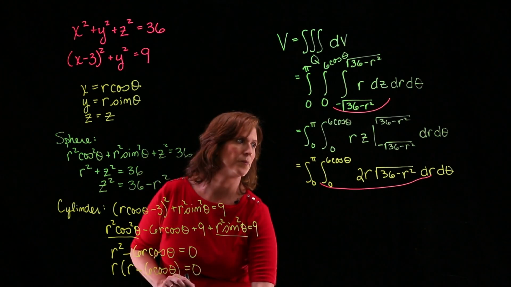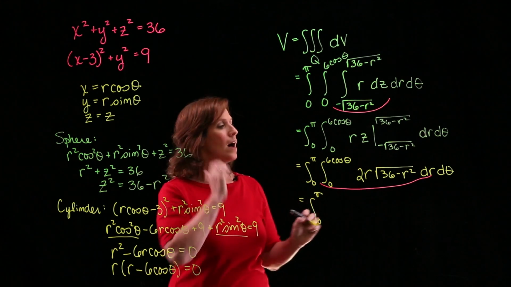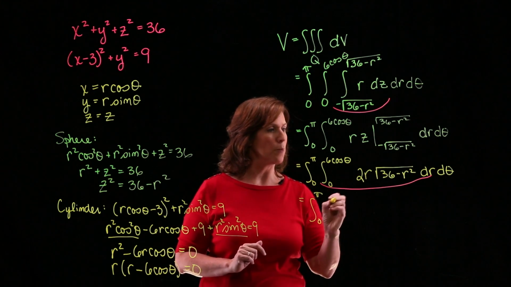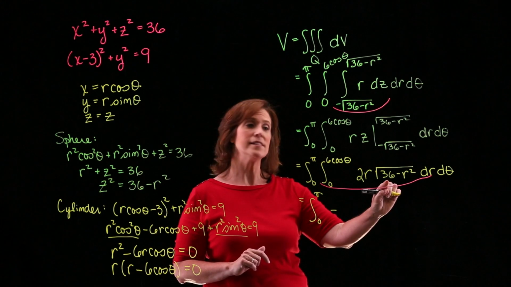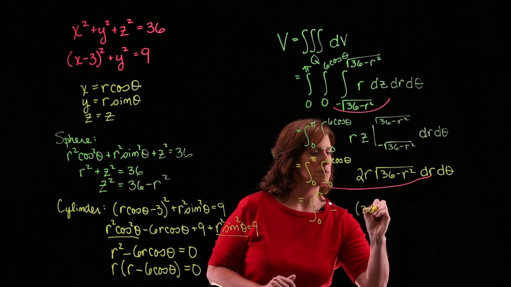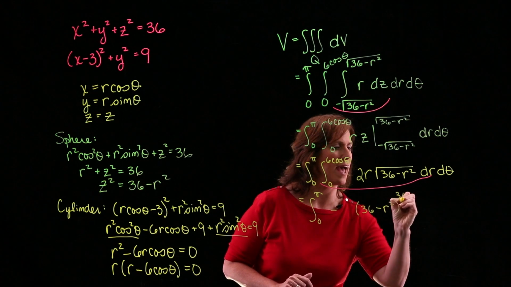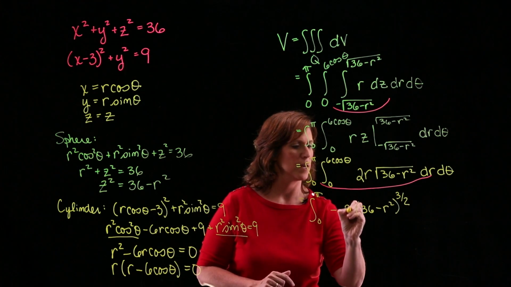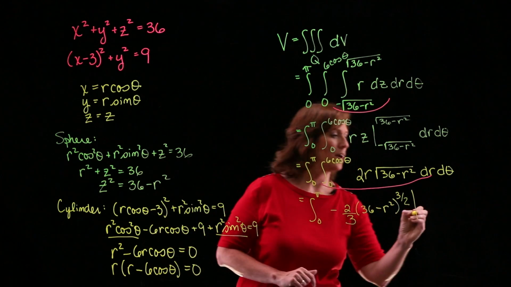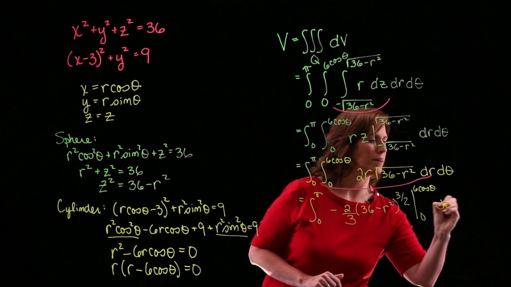Okay, so now I'm ready for the next integral. So I've got the integral from 0 to pi. All right, this is going to require a small u substitution, but if you think about it, we're going to end up with just a minus in the front, and this is the square root of 36 minus r squared, which is going to be 36 minus r squared. Since this is to the 1/2 power, it'll now be raised to the 3/2 power divided by 3/2, which is the same thing as multiplying by 2/3. And then I'll evaluate that from 0 to 6 cosine theta. And I still have my d theta.